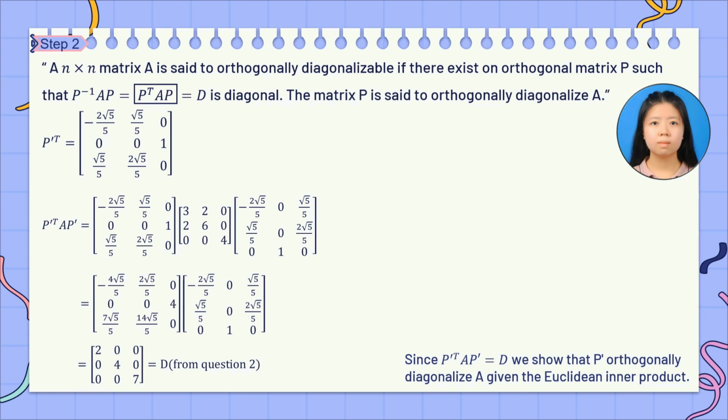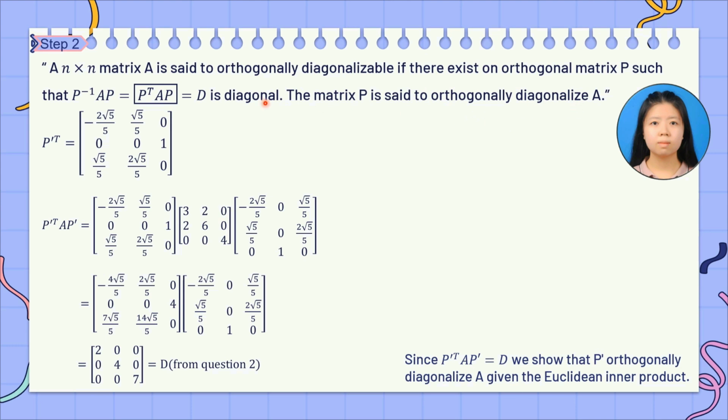Secondly, we need to prove that P prime from question 6 orthogonally diagonalizes A given the Euclidean inner products. Again, as we learned from topic 4.3, an n times n matrix A is said to be orthogonally diagonalizable if there exists an orthogonal matrix P such that P inverse times A times P equals P transpose times A times P, and both are equal to D, which is diagonal. Then the matrix P is said to orthogonally diagonalize A.